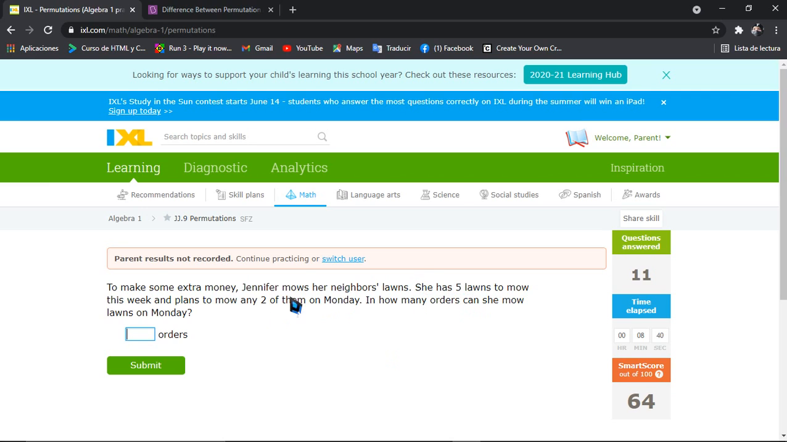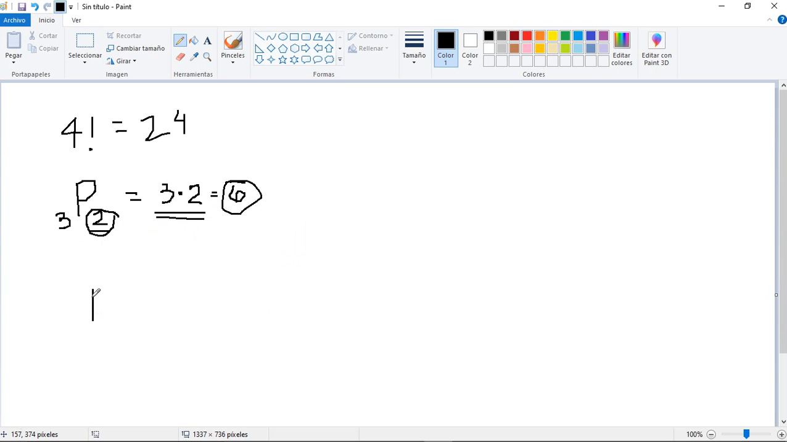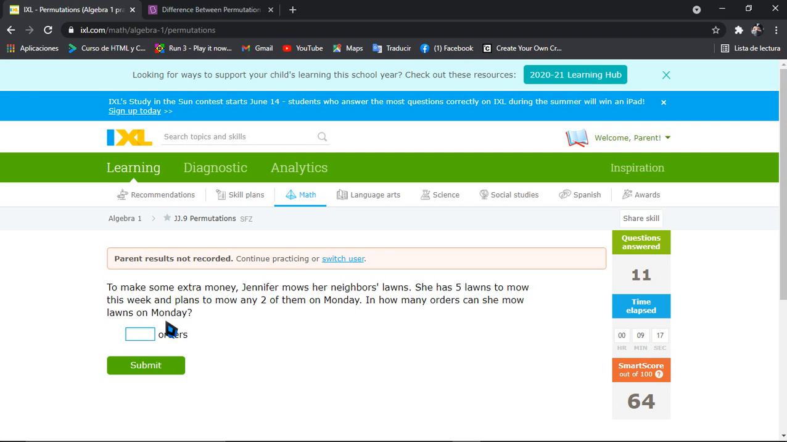Here is the one that I wanted to show you. We have 5 and 2. So we're going to write our P for permutation, number 5, number 2. What it means is that we are going to use only 2 numbers. So 5 times 4, and we're not going to use times 3 times 2 times 1. Only 5 times 4. Why only 5 times 4? Because we're only using 2 numbers. So 5 times 4 equals 20, and this is our answer, 20. Not 2, obviously.